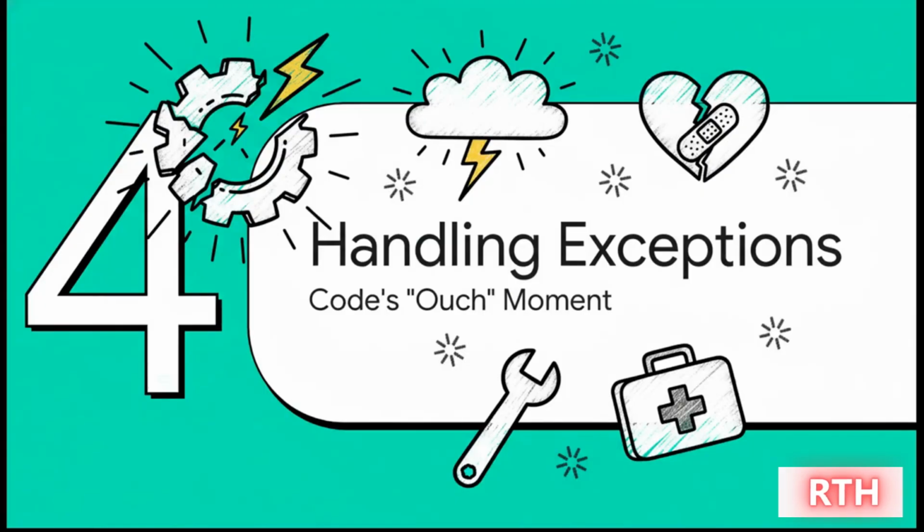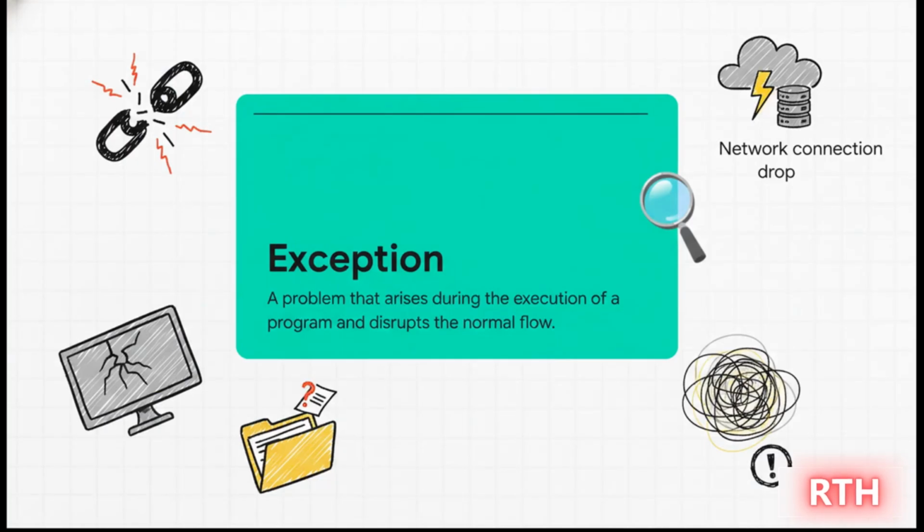Okay, so we've talked about how Java works and how it's structured, but things don't always go according to plan. What happens when things go wrong? Let's talk about every program's ouch moment, handling exceptions. So what is an exception? Simply put, it's an unexpected problem that pops up while your program is running. Maybe it can't find a file it needs or the network connection drops. Instead of just crashing and burning, Java's exception handling gives you a way to deal with these problems gracefully.